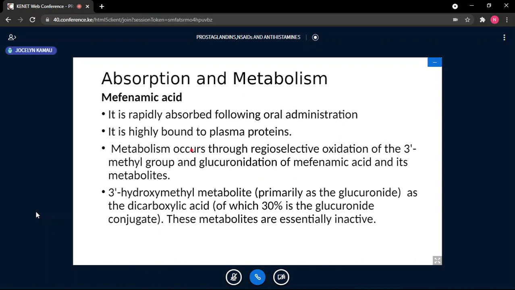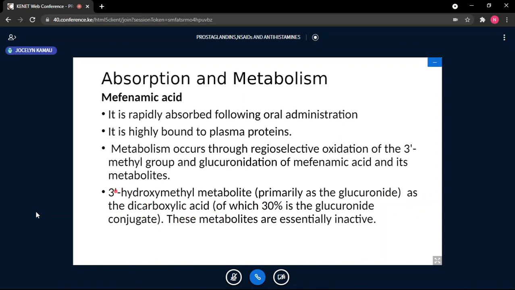Absorption and metabolism: it is rapidly absorbed following oral administration, and again highly bound to plasma proteins. It has a carboxylic acid. Metabolism occurs through regioselective oxidation of the 3' methyl group, meaning it is very selective, and glucuronidation of mefenamic acid and its metabolites. Regioselective means it is going for the 3' and not the 2'. Glucuronidation occurs because it has, of course, a carboxylic group. The 3' hydroxymethyl metabolite occurs primarily as a glucuronide or as a dicarboxylic acid.